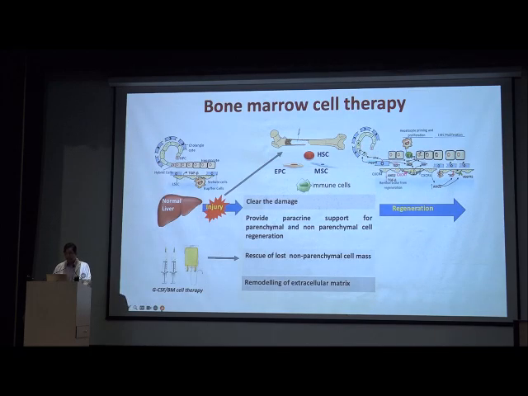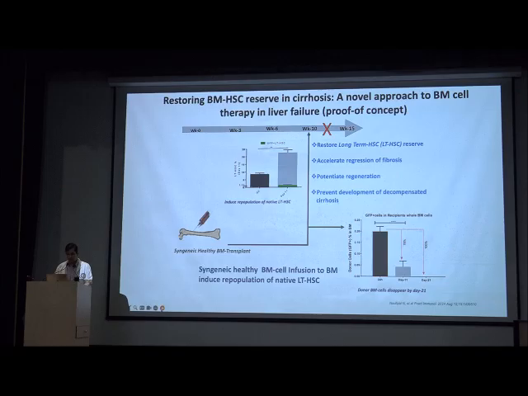So bone marrow cell therapy, which has shown a lot of promise, as I had already shown earlier, well, it helps in activating the osteoclast, it helps in clearing the damage, provides the paracrine function, which we've already seen, also rescues some of the non-parenchymal cell mass, as well as remodeling of the extracellular matrices, and that leads to regeneration. So this is a proof of concept which was performed here at ILBS, and what we see here, that if you have a novel approach to these bone marrow cell therapies, you can actually restore the long-term reserve which is there. You can accelerate the regression of fibrosis, you can potentiate regeneration, as well as prevent development of decompensation.